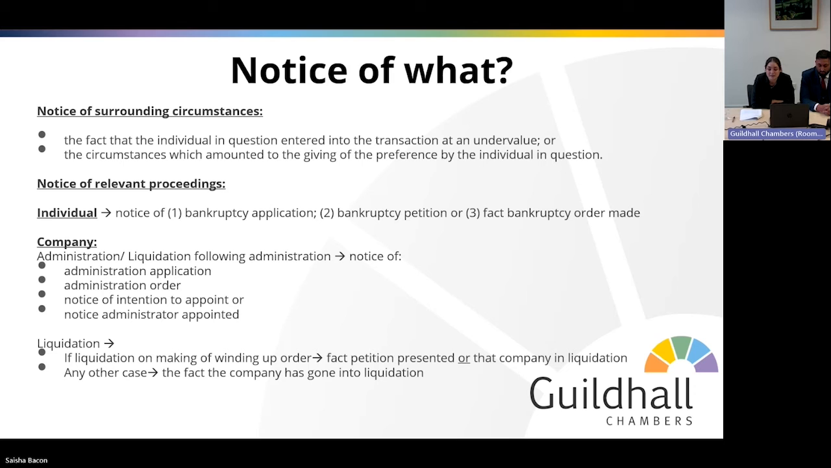In terms of the relevant proceedings, if that third party knows, in the case of individual insolvency, about the bankruptcy application, the bankruptcy petition, or the fact that any bankruptcy order has been made, then they'll have notice of the relevant proceedings. And if it's a company insolvency, then if they have notice of the administration application, administration order, notice of intention to appoint, or notice that the administrator has been appointed, then they'll have the requisite notice. And in liquidation, it's the fact that the petition has been presented or the company is in liquidation, essentially.